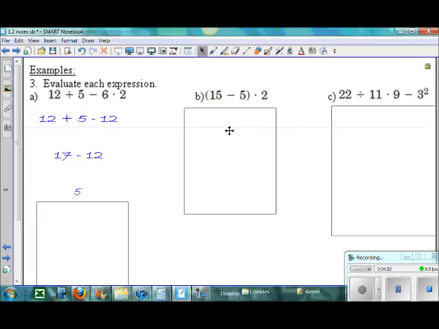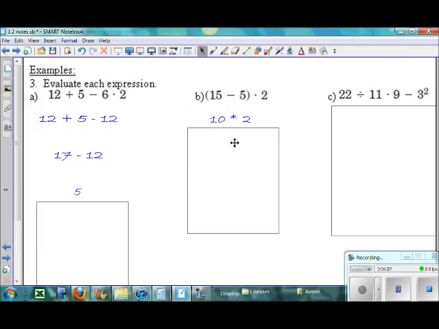So we are going to first take 15 minus 5, which is 10. So we have 10 times 2. Then that's the only operation that's left. So our final answer for example B is 20.